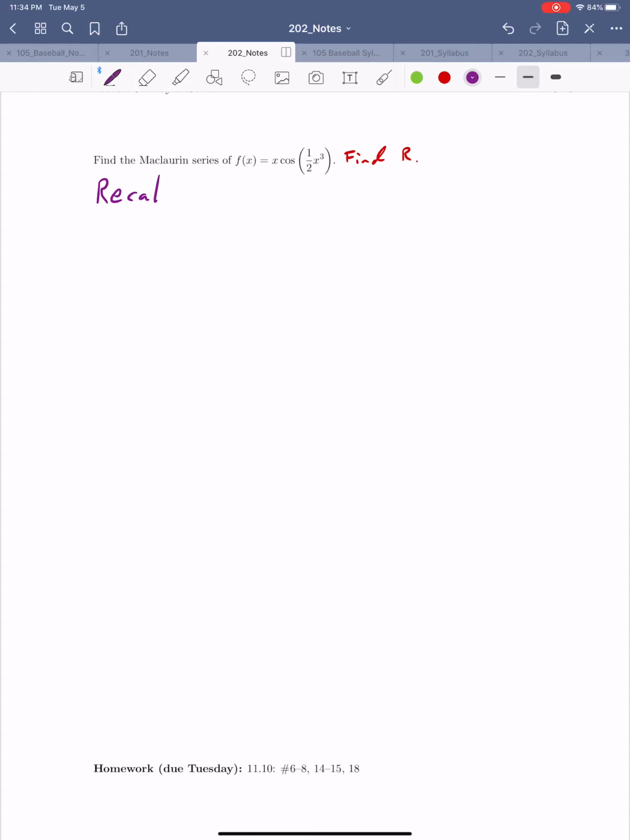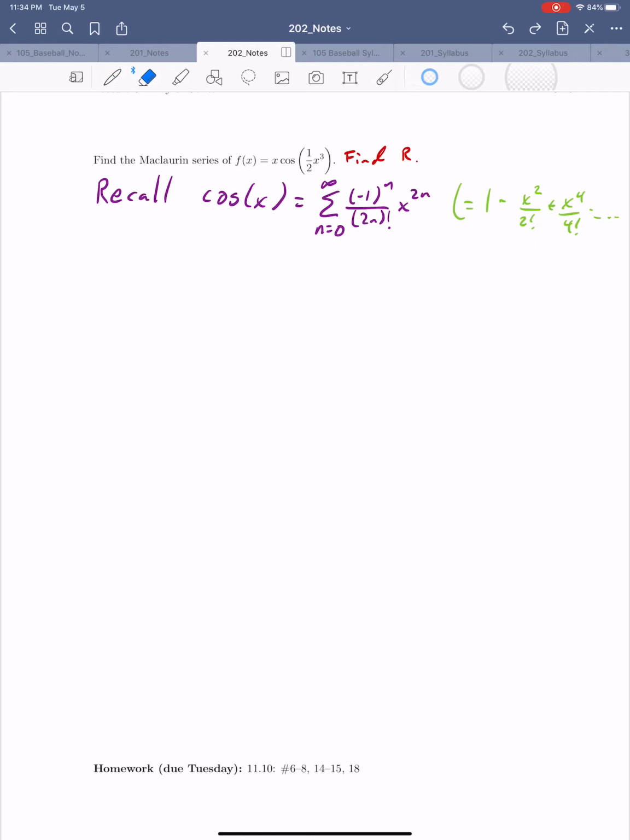The way you do this is you first have to recall that cosine of x has Maclaurin series, the sum from 0 to infinity of (-1)^n over (2n)! x^(2n), right? And remember that equals 1 minus x squared over 2 factorial plus x to the fourth over 4 factorial minus etc. Just to recall. So anyway, what we're going to do is plug (1/2 x)^3 into cosine and then multiply it by x, right?